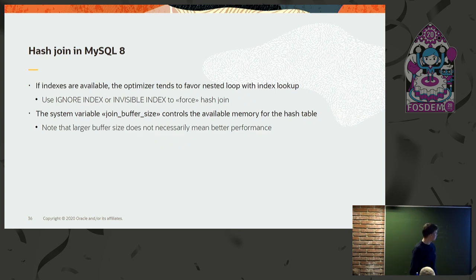And the system variable join_buffer_size controls how much memory is available for the hash table. But please note that a larger buffer size does not necessarily mean better performance. Having larger hash tables has a cost through rehashing and general maintenance. So in some cases, doing things on disk may be faster than doing everything in memory. So this is where you need to benchmark your queries to see what fits for you.